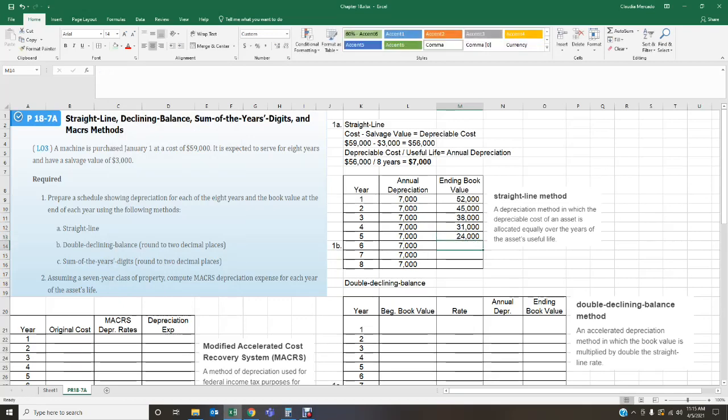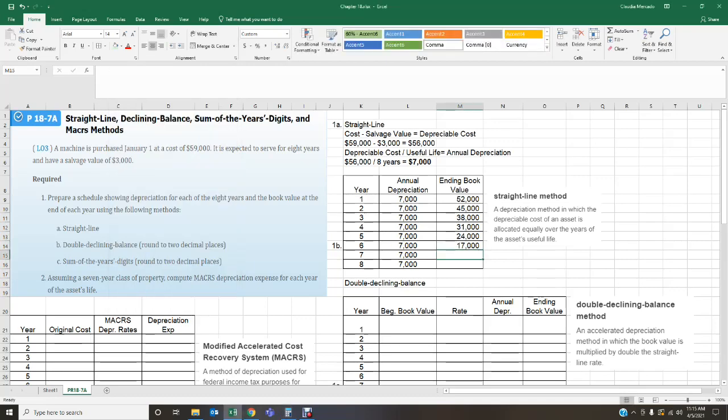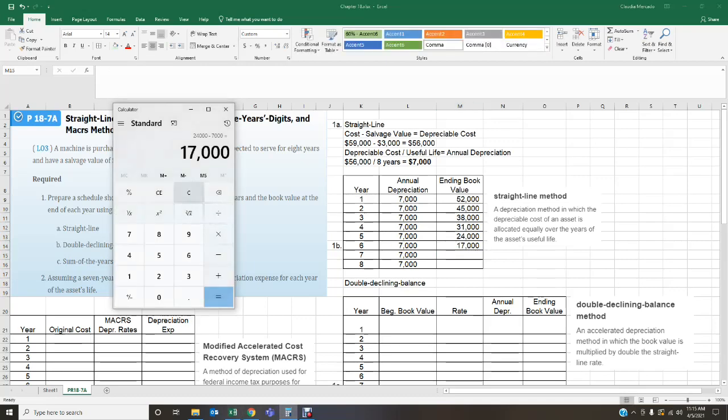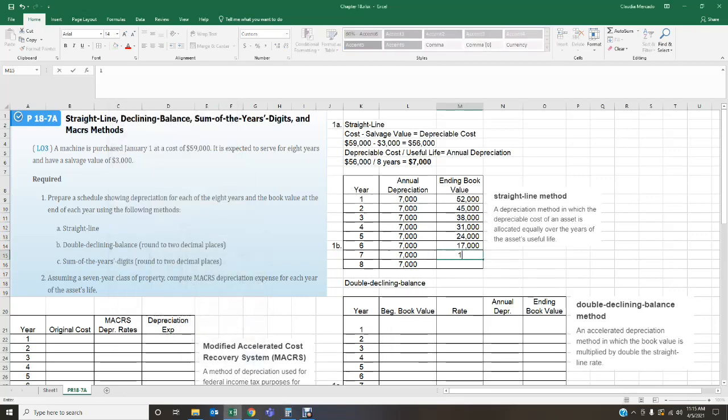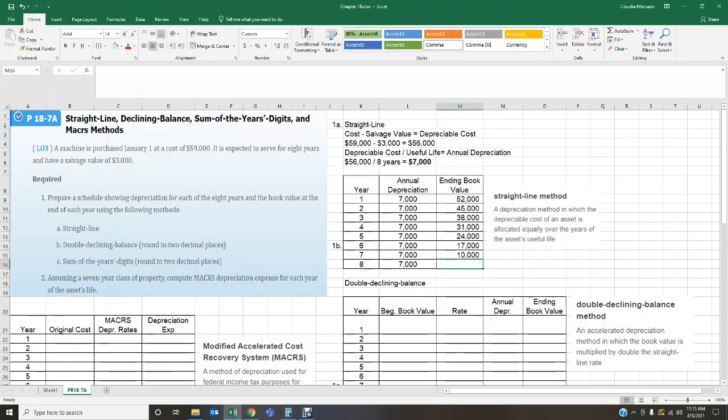Remember, you always start with your ending book value. Your ending book value is $24,000. I'm going to subtract my annual depreciation of 7. That gives me $17,000. I'm going to get my $17,000 and subtract my annual depreciation of $7,000. That gives me $10,000. And then I'm going to get my $10,000 and subtract my 7,000, and that gives me $3,000.